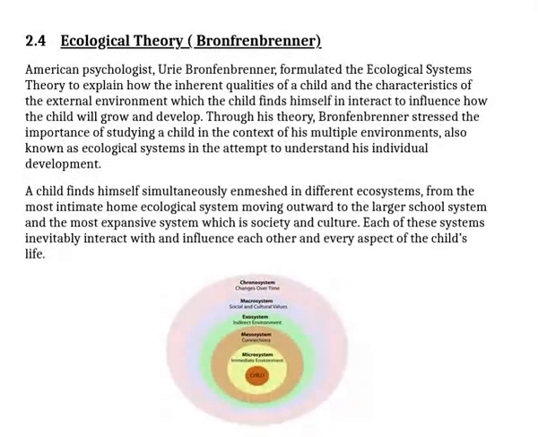Let's try to understand the ecological theory. Bronfenbrenner, the American psychologist, formulated ecological systems theory to explain how the inherent qualities of a child and the characteristics of the external environment in which the child finds himself interact to influence how the child grows and develops. Bronfenbrenner is saying how a child interacts with the external ecosystems and how they develop. A child finds himself simultaneously enmeshed in different ecosystems, from the most intimate home ecological system moving outward to the school system, and the largest system, society and culture. Each of the systems inevitably interacts with and influences each other and every aspect of the child's life.